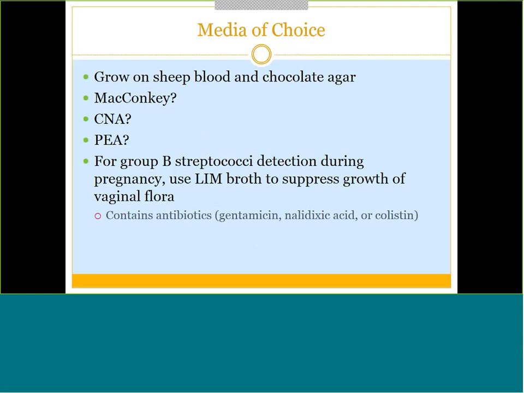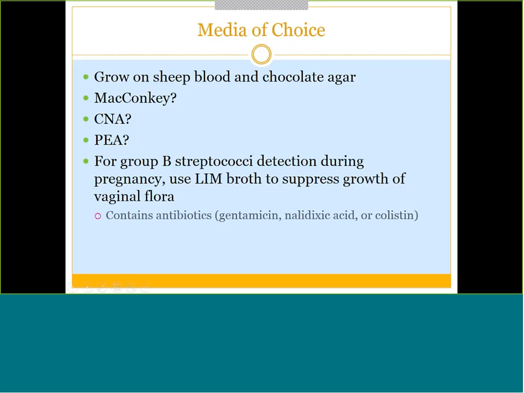This is just a little bit on media. When we grow out the cultures on agar, we're of course always growing on sheep and chocolate just because they're supportive. They grow everything. Would we grow it on MacConkey? Well, no, these are not going to grow on MacConkey. Are they going to grow on CNA and PEA? Yes, definitely. Because remember, CNA and PEA both grow gram-positive cocci bacteria.